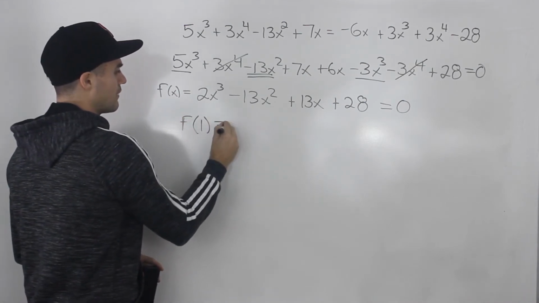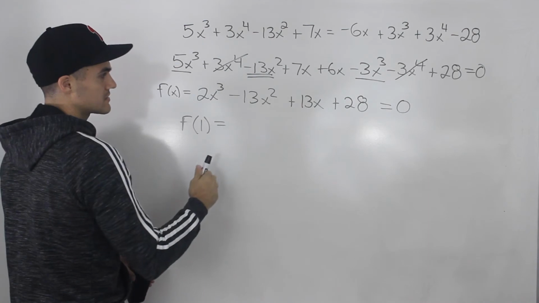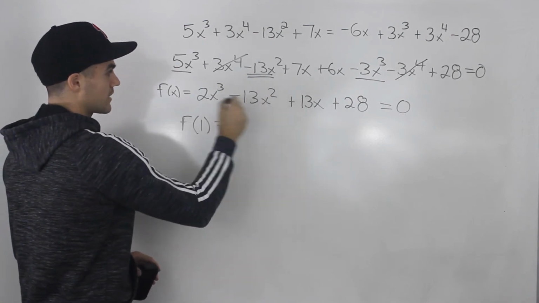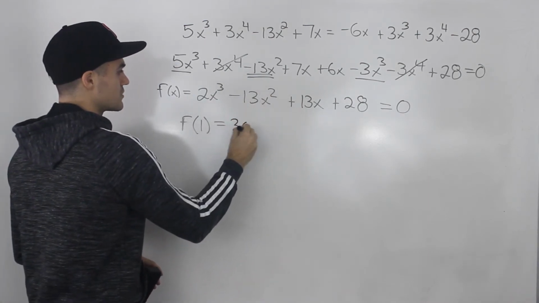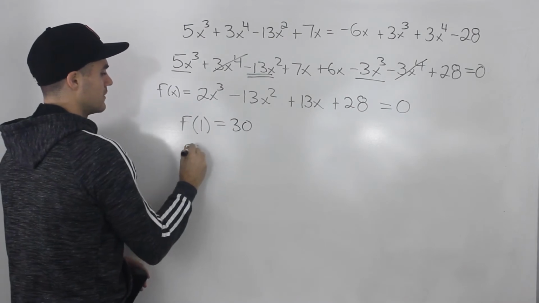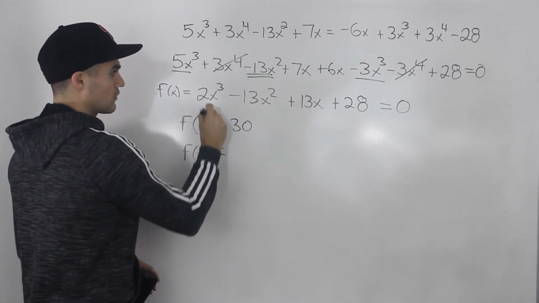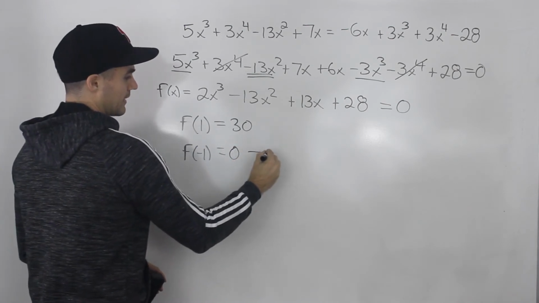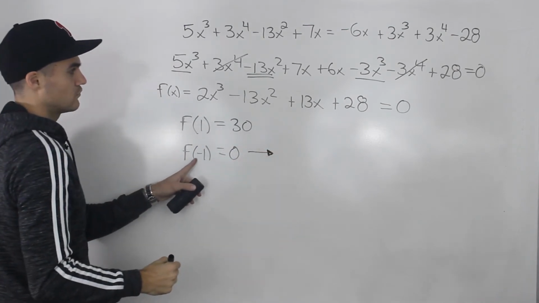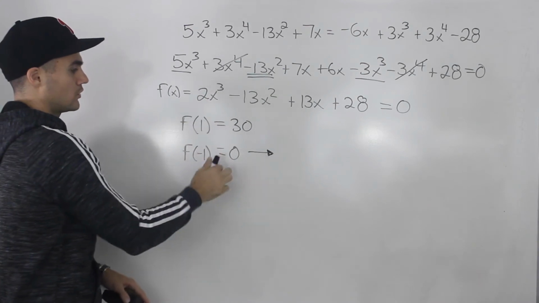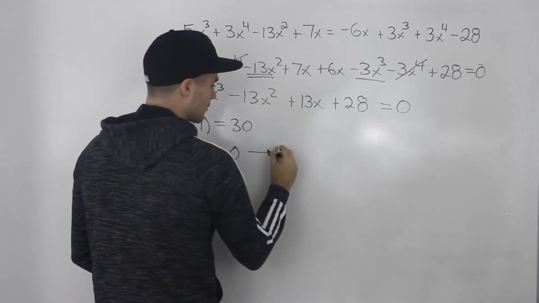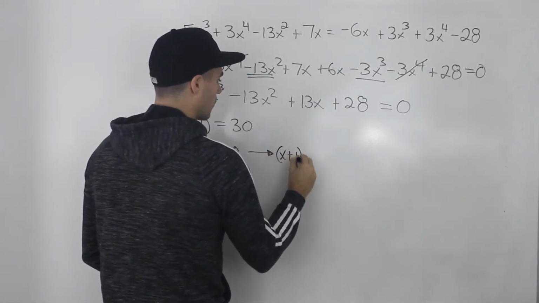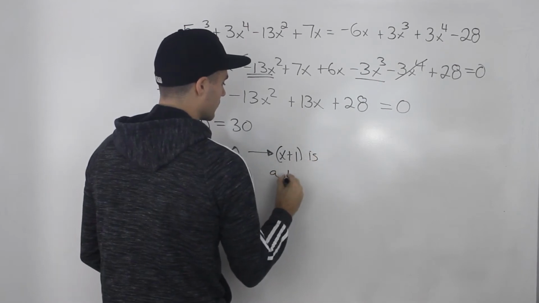So if we plug in f of 1, if we plug in 1 for all the x's, the 13s will cancel out. 2 plus 28 would give us 30, so that's not going to work. If we plug in negative 1 for all the x's, you will get 0. And since an x value of negative 1 makes the whole polynomial equal to 0, we know by the factor theorem that x plus 1 is a factor.